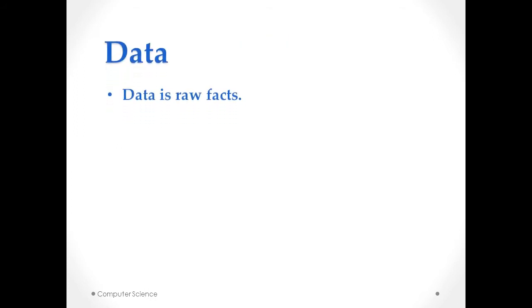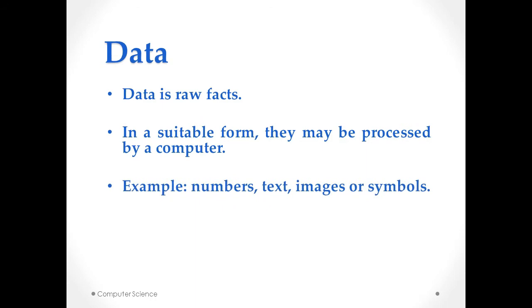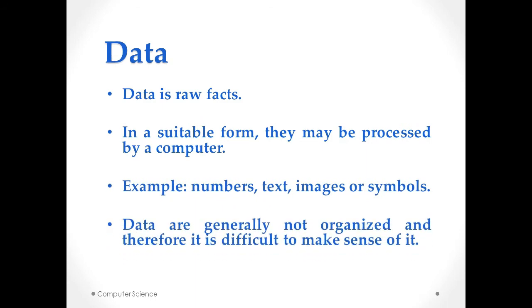So what is data? Data is raw fact. In a suitable form, they may be processed by computer. For example, numbers, text, images or symbols can be data. Data are generally not organized and therefore it is difficult to make sense of it.